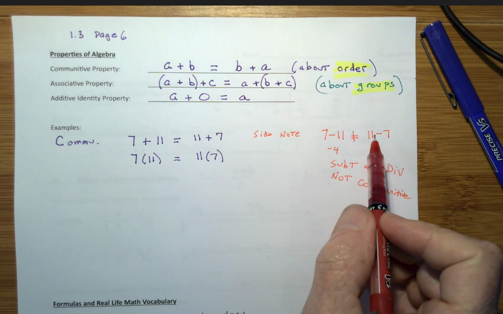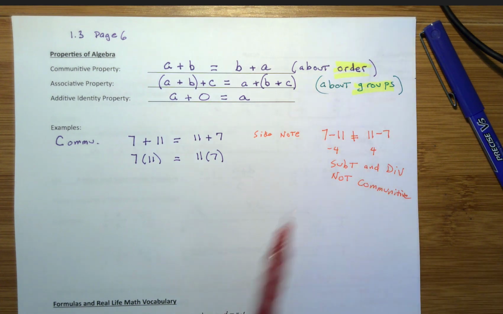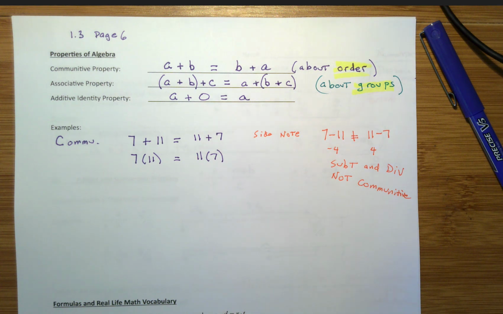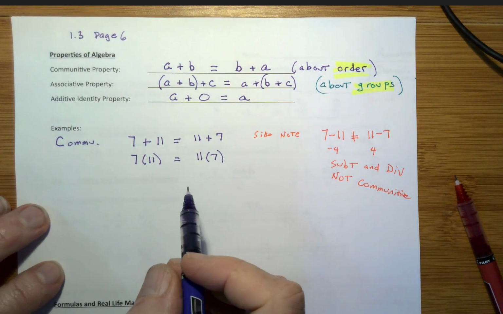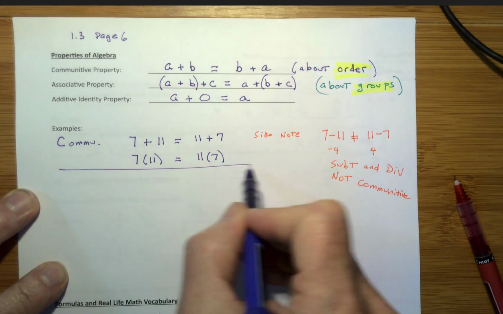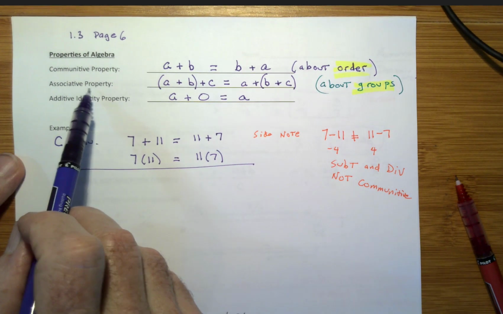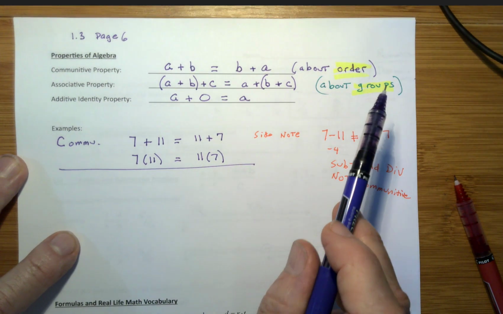If you change the order of subtraction, you're going to get a different answer. If you change the order of division, you get a different answer. So they're not equal when you change order. Okay, the associative law. Now, remember the focus of the associative property, or the associative law. It's about groups. It's not about order.